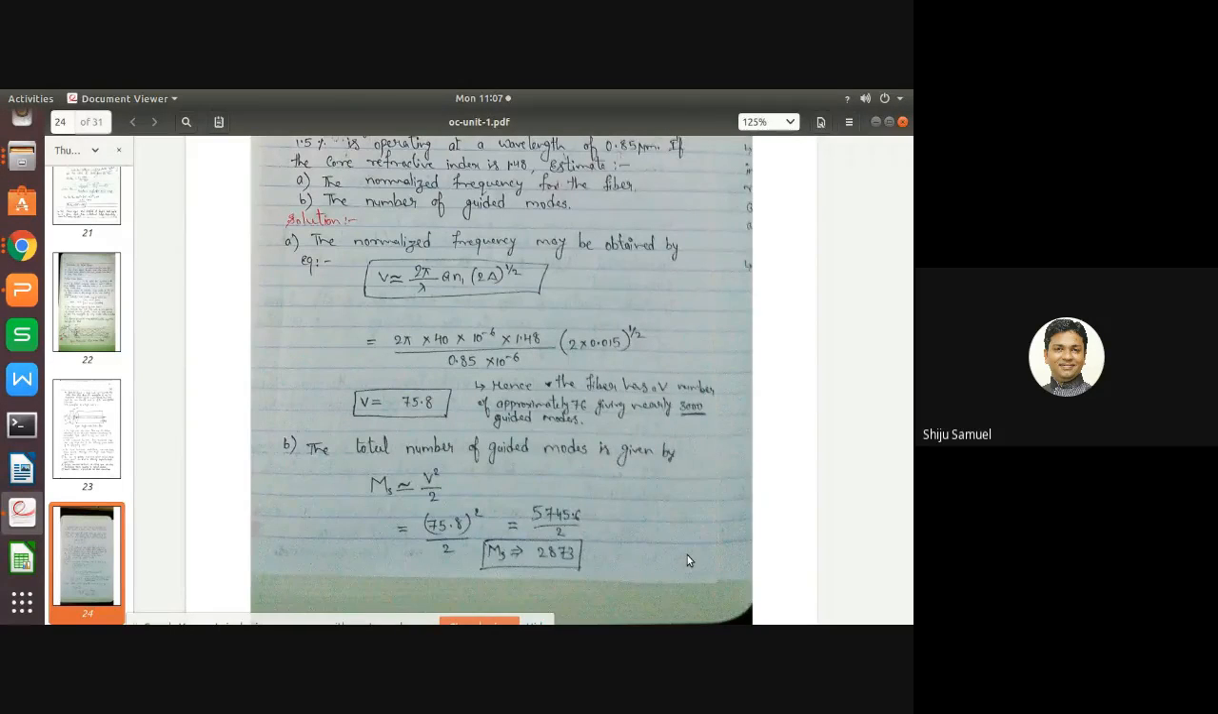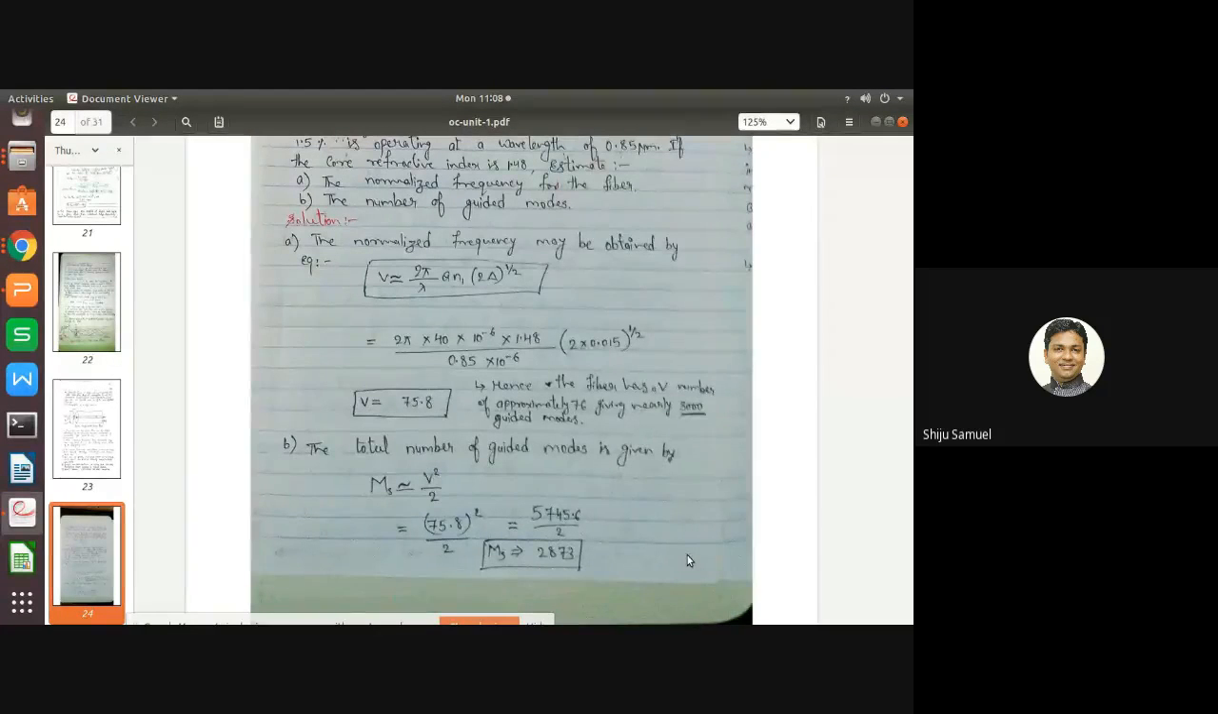So 3000 guided modes, in the sense that around 3000 rays should enter into the core. This we can say is a definition, it is available in the books also. I will show how this concept comes. 3000 guided modes, so it is taken from the books only.